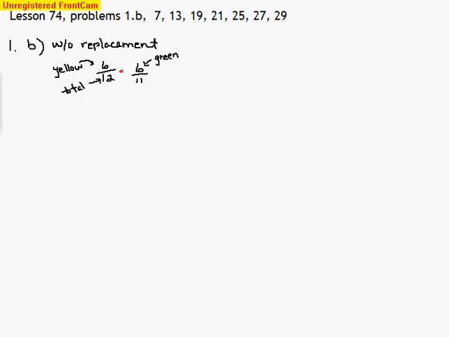So then you would just do your simple math to reduce this fraction. You get 1 over 2, and then 2 goes into 6 3 times. So your final answer is 3 over 11. And that's the answer in the back of the book.